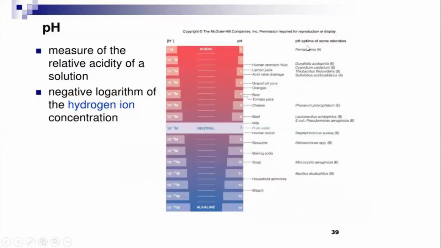Now coming to the pH. Based on the pH, again, you can have acidophile and the alkalophile. Acidophile means where the pH is going to be very low, and alkalophile where the pH is going to be very high. Now, based on this pH, I have got a query for you guys.